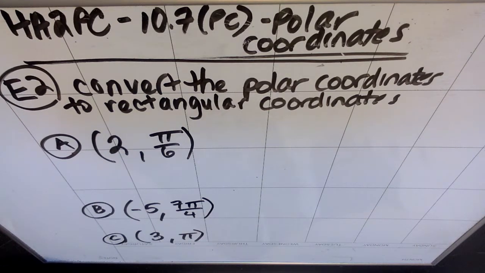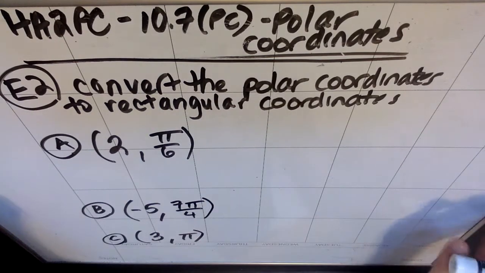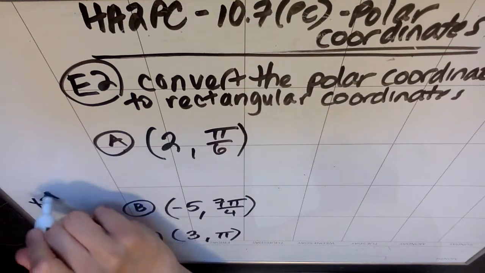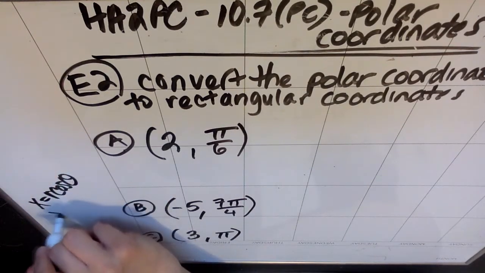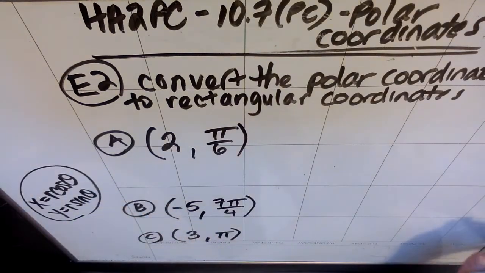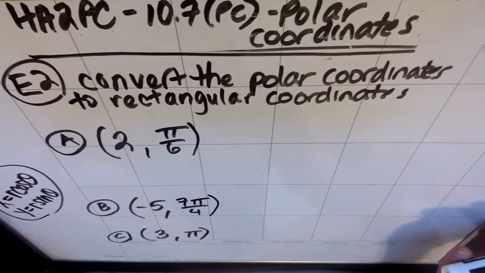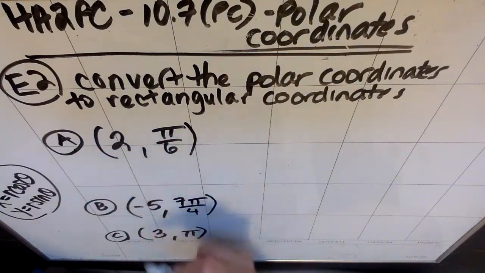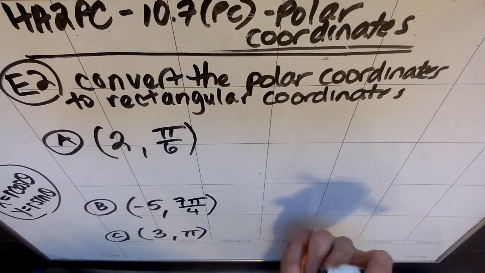So the formula that we're using here for all of these, I'm just going to jot it down off to the side, is that x is r cosine theta and y is r sine theta. So that's really what we're going to do over and over again in the case of all three of these problems. Again, my r is the first coordinate in polar coordinates. My theta is the second one.